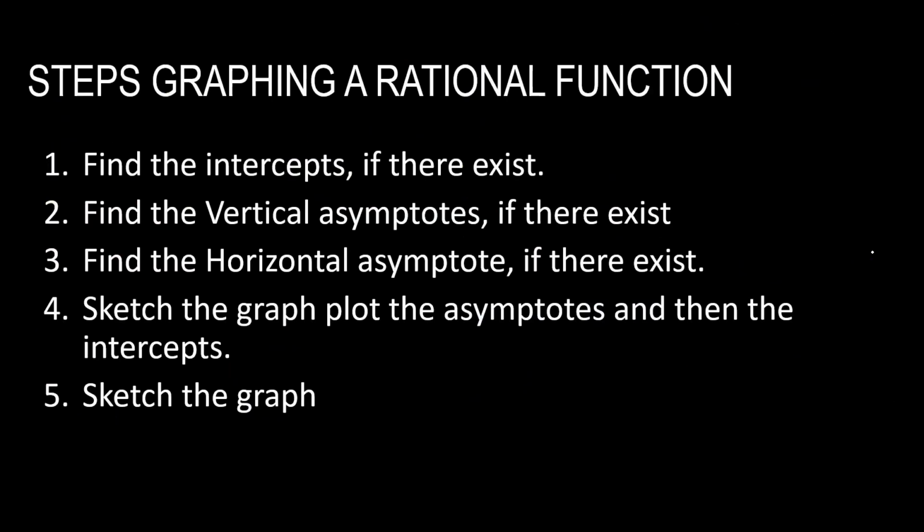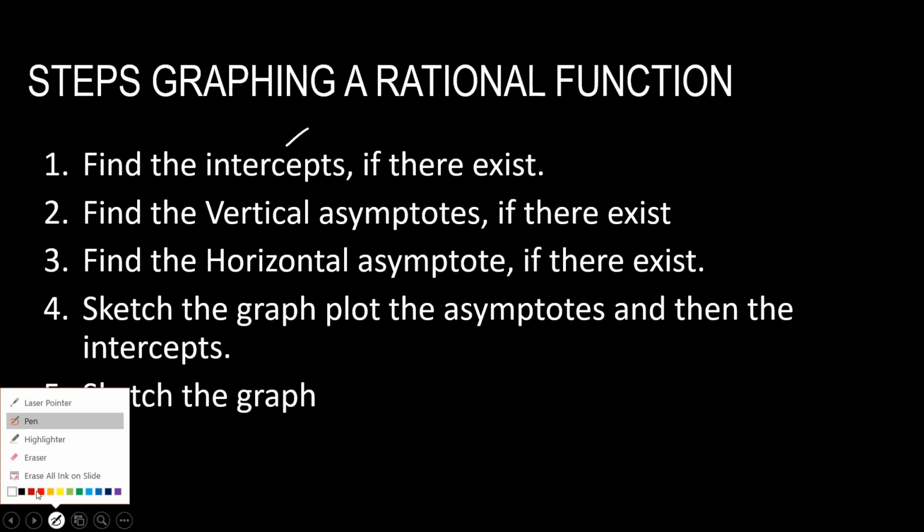Okay, now let's proceed to graphing a rational function. So, now, we already know on how we are going to get the x-intercepts, y-intercepts, the vertical asymptotes, and the horizontal asymptotes because those are important for us to plot or sketch our graph of the rational function. So, what are the steps? First, you have to find the x and y intercepts if there is an exist.